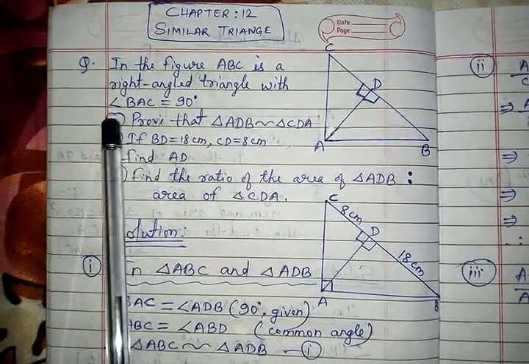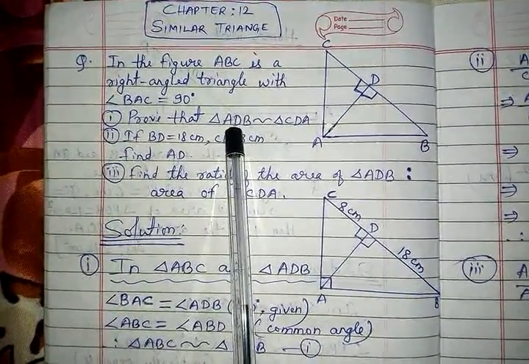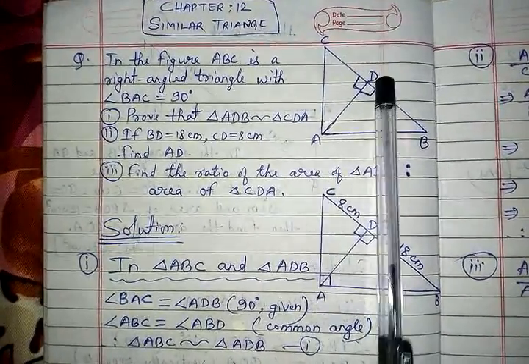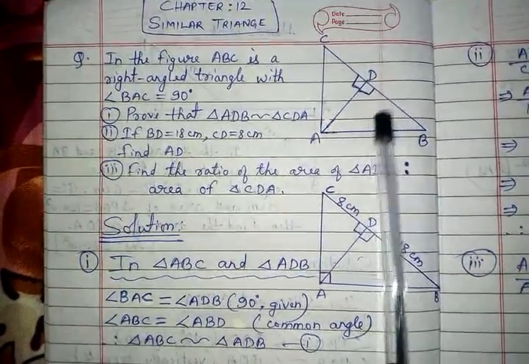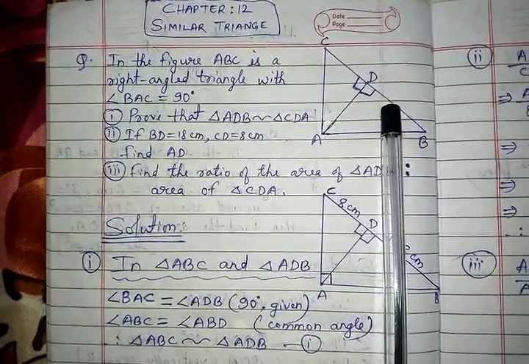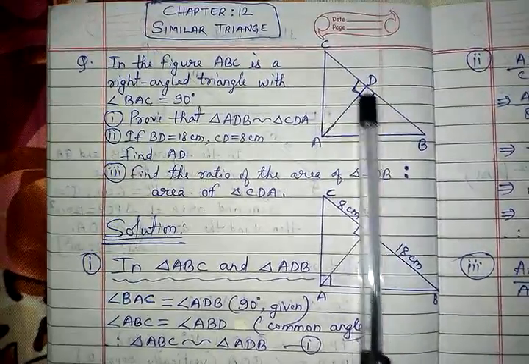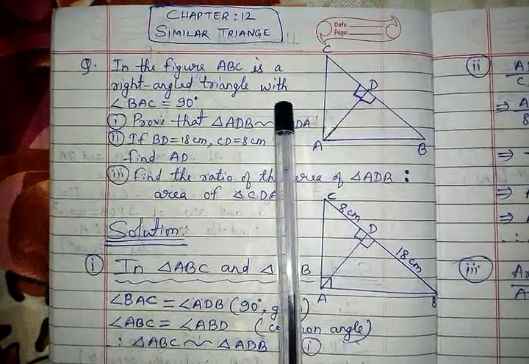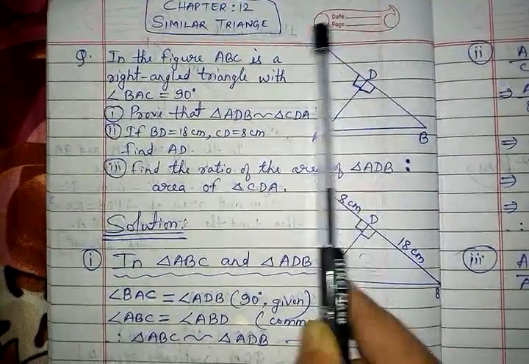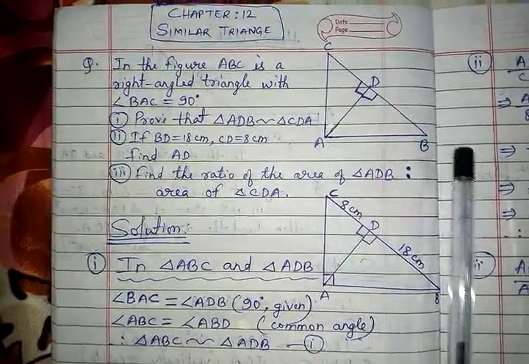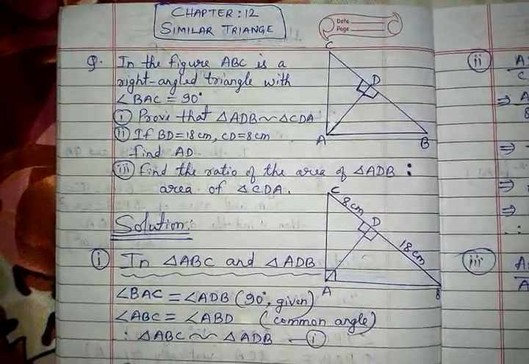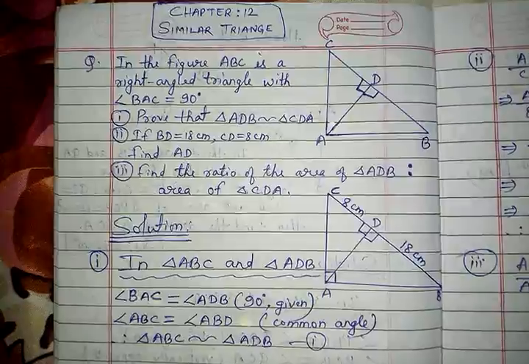Now question number 1 is, prove that triangle ADB is similar to triangle CDA. That means we have to prove that these two triangles are similar. So you can say now there are three triangles in total: the whole triangle ABC, this smaller one and this one. So you have to prove these two triangles are similar.